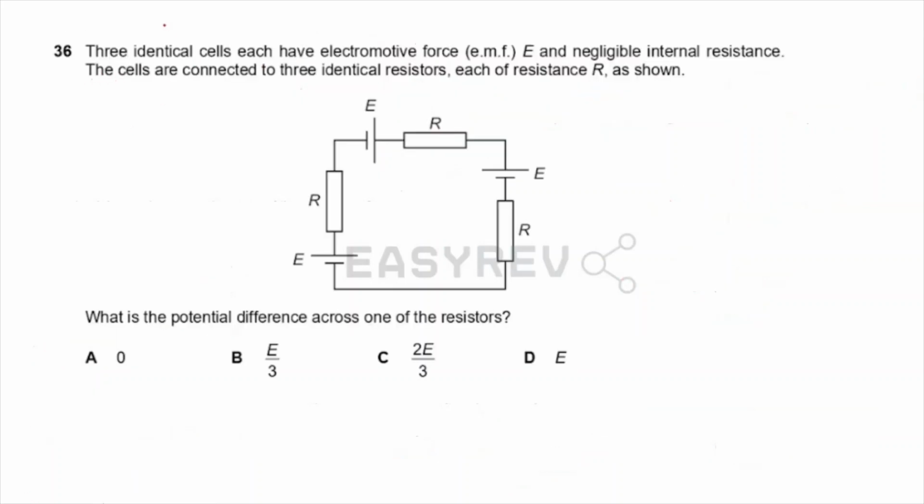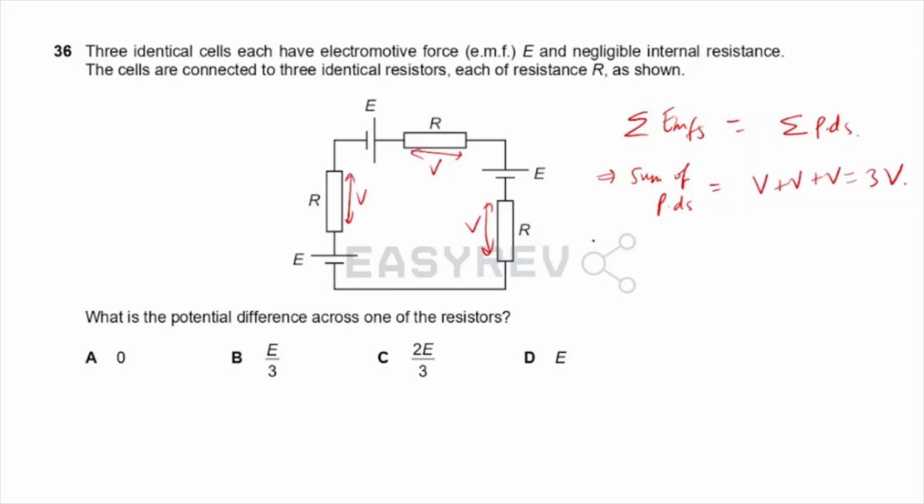Question 36 states, 3 identical cells each have electromotive force or EMF E and negligible internal resistance. The cells are connected to 3 identical resistors, each of resistance R as shown. What is the potential difference across one of the resistors? Here we'll recall Kirchhoff's second law, which states that the sum of EMFs should equal the sum of potential differences around a closed loop. Here our closed loop is precisely the series arrangement given. So the sum of the potential differences can be easily calculated. Suppose one of the potential differences is V and they're identical, so they'll be the same amount for each of these. The sum would just be thrice times V.